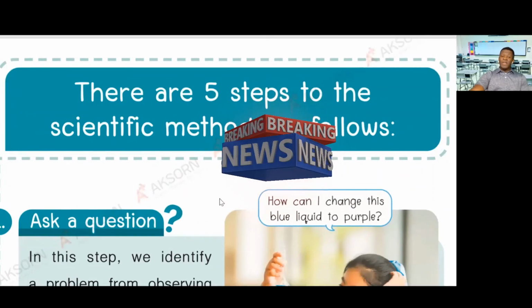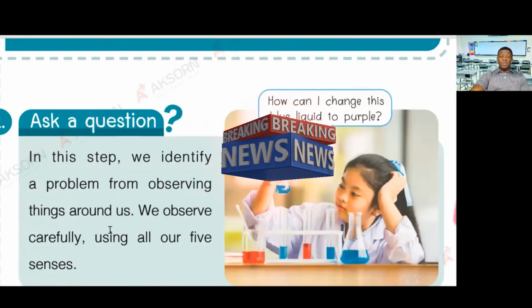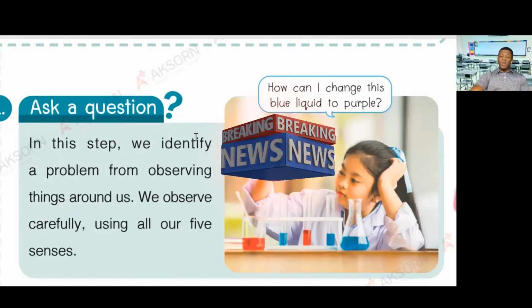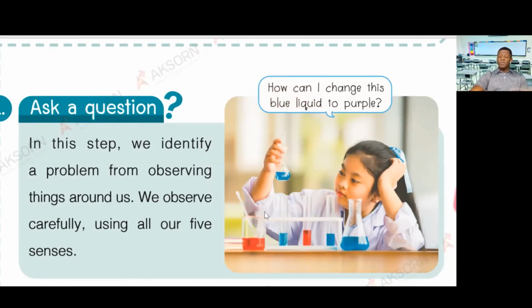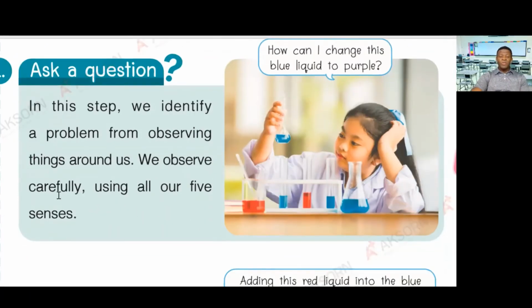What are the 5 steps in scientific method? Number 1, ask a question. If you want to know about certain things or you observe something in your surrounding, in your house, in your environment, you need to ask questions about it. Observe and ask questions.